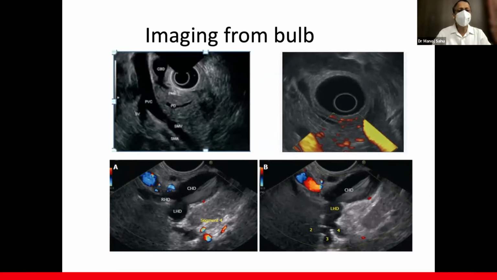Imaging from the bulb, immediately we'll see the portal vein, a very prominent, important structure. The head of the pancreas and main pancreatic duct. The bile duct is close to the transducer. If required, use the help of Doppler.